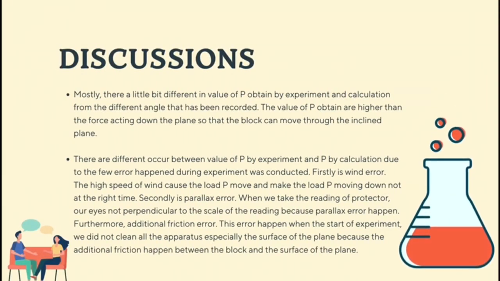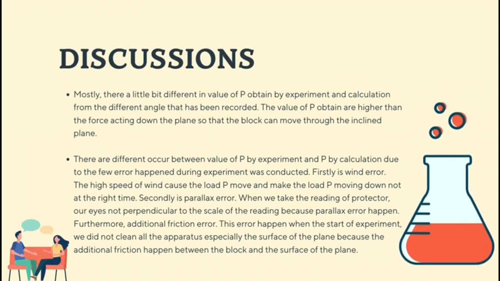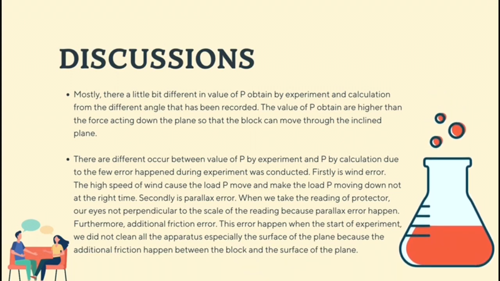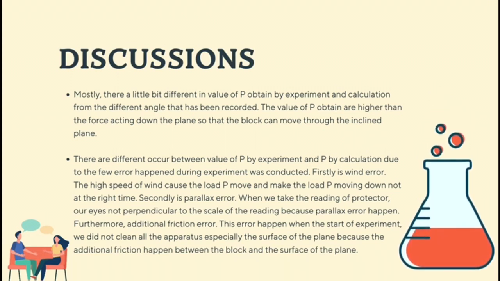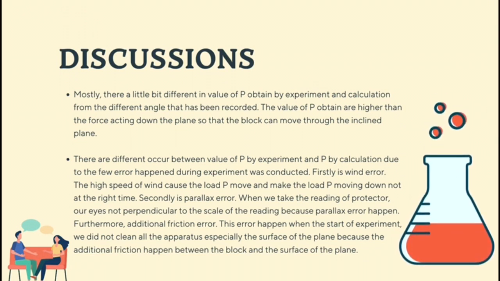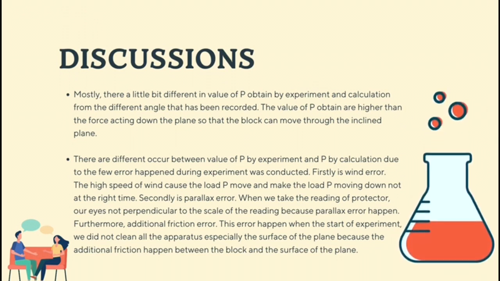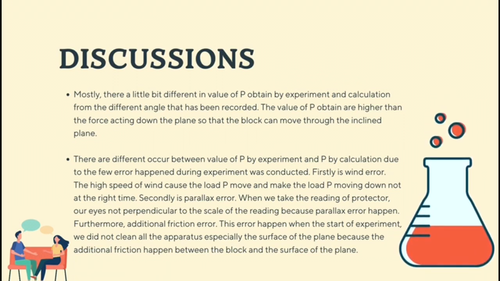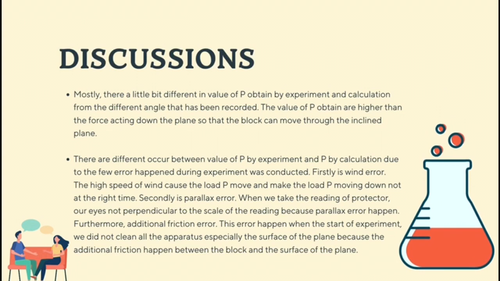Discussion. Mostly there is a little difference in the value of P obtained by experiment and calculation at the different angles that have been recorded. The value of P obtained is higher than the force acting down the plane so that the block can move along the inclined plane. The differences occur between the value of P by experiment and P by calculation due to a few errors that happened while the experiment was conducted.